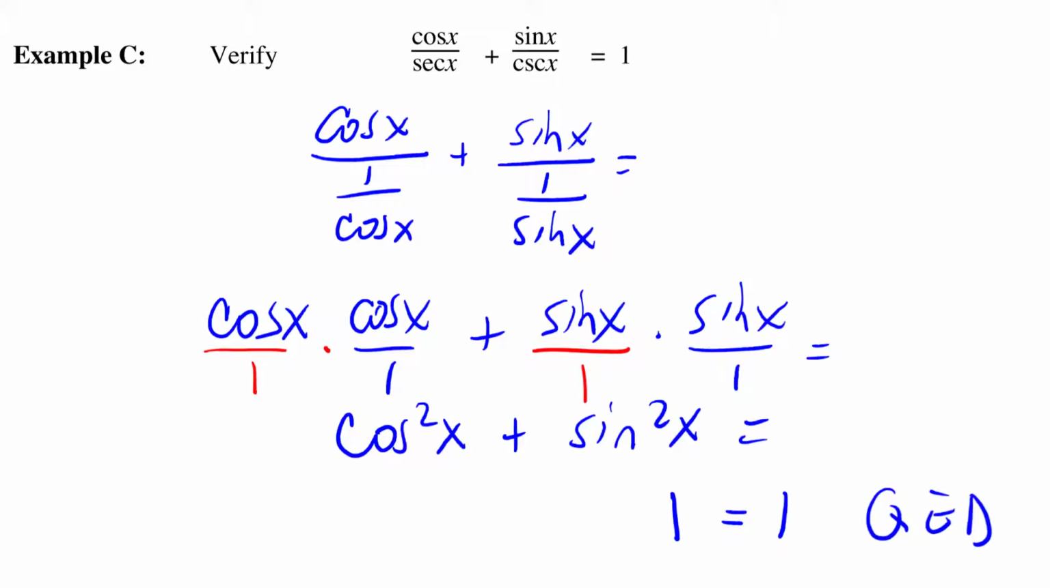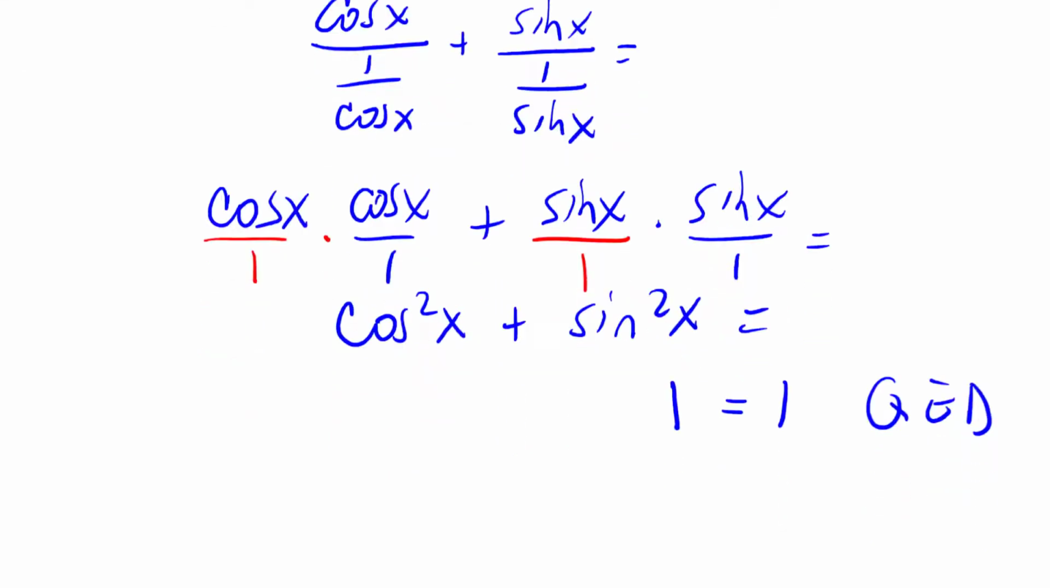QED. Now, I don't know if you noticed that this time the argument is x. Normally, we've been using theta for the argument of each trig function, but this time it's x. That doesn't matter. It's still a legitimate proof, still a legitimate identity.